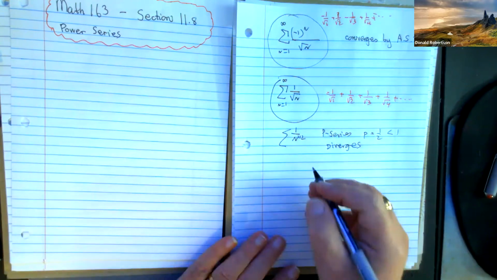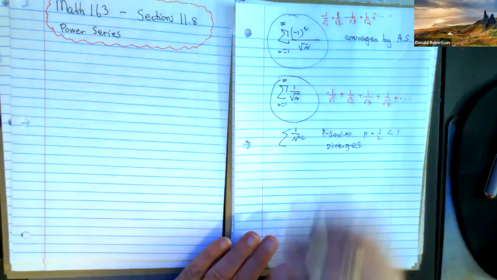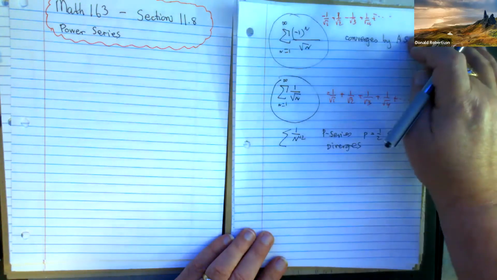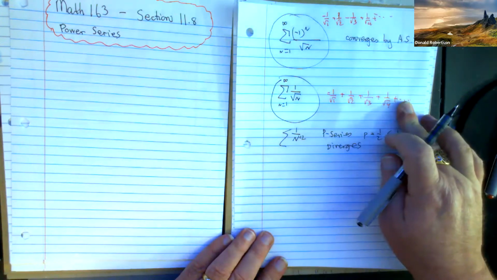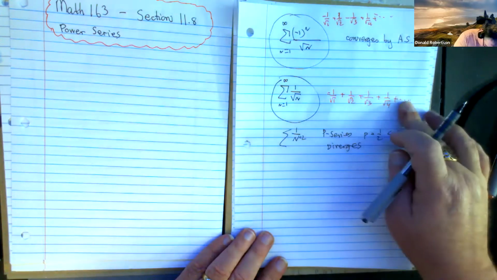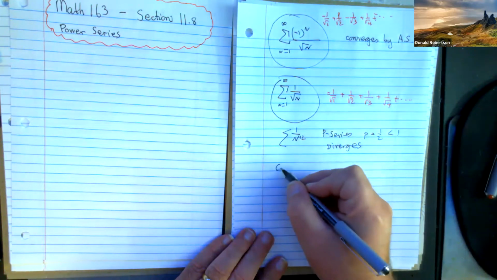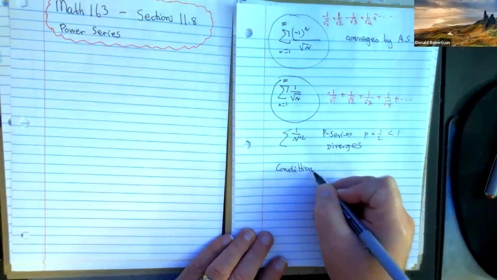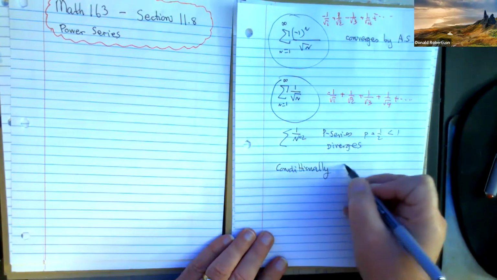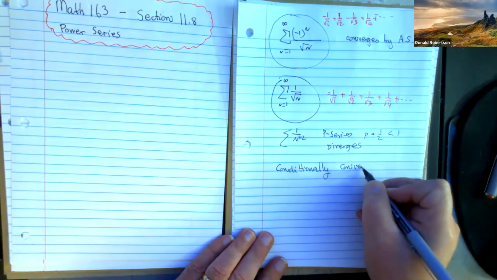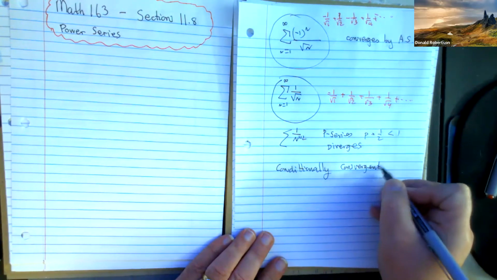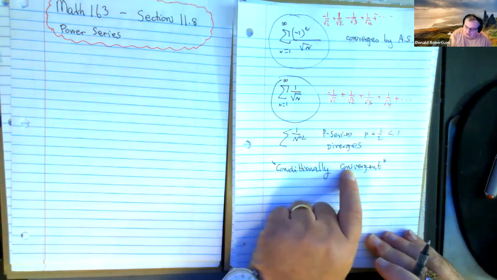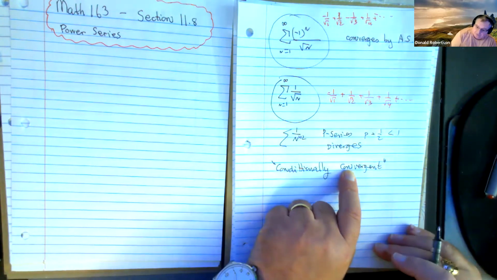And we have a name for series that have this. If the original converges, but when you make everybody positive, the new series diverges, we call them conditionally convergent. So that would be your answer to what does this original series do? It's a conditionally convergent one.